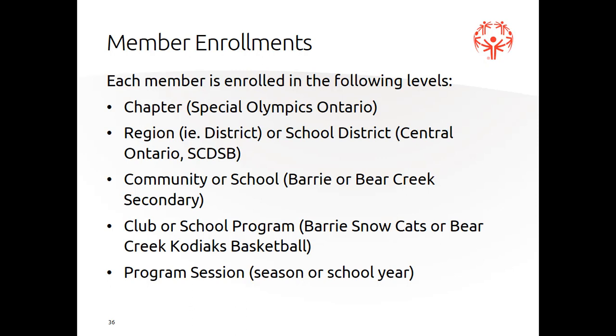Member enrollments. Each member is enrolled in the following levels. You are automatically enrolled with Special Olympics Ontario, which is your chapter. You are also automatically enrolled in your region, which we recognize can be mildly confusing given that we used to work on a region basis. But when the membership portal says region in Ontario, it really refers to your district. So if, for example, your district was Central Ontario, on the portal, Central Ontario would be listed as your region.